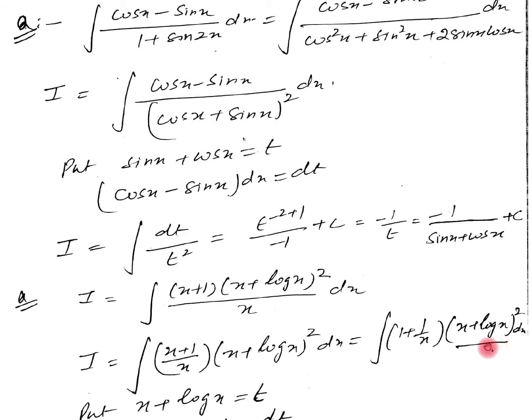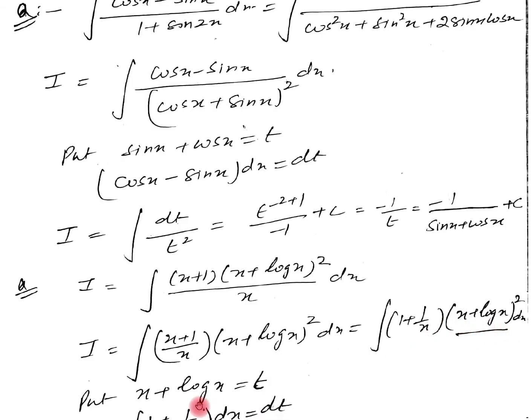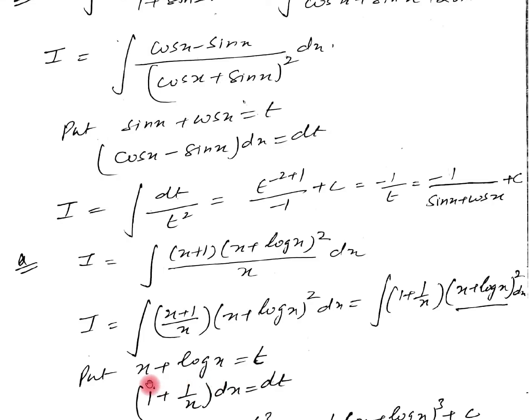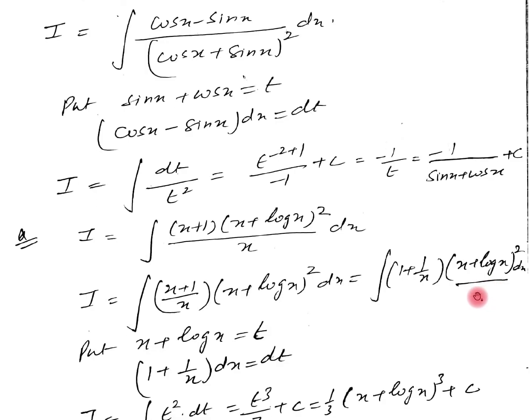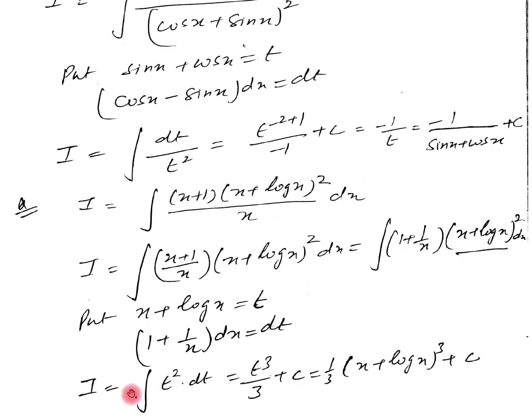Now taking here x plus log x equal to t. Then differentiating, the derivative of x is 1, and the derivative of log x is 1 upon x, dx equal to dt. It means 1 plus 1 upon x dx is equal to dt, and this we have assumed equal to t. So I becomes integral of t square dt. Then it is equal to t cube upon 3 plus c. Then putting the value of t, we are getting the answer.